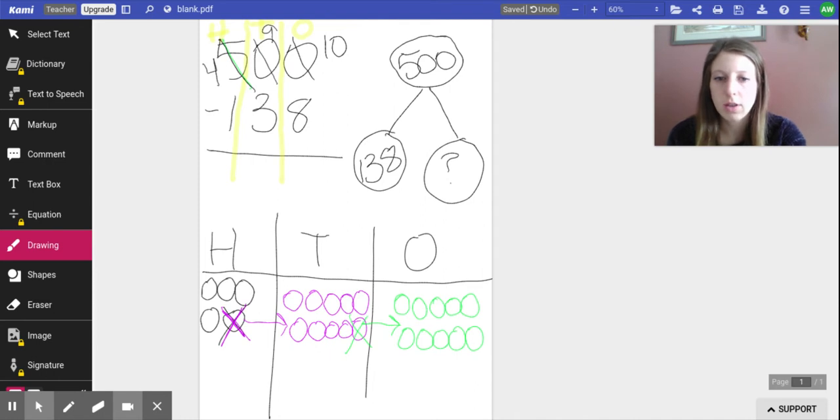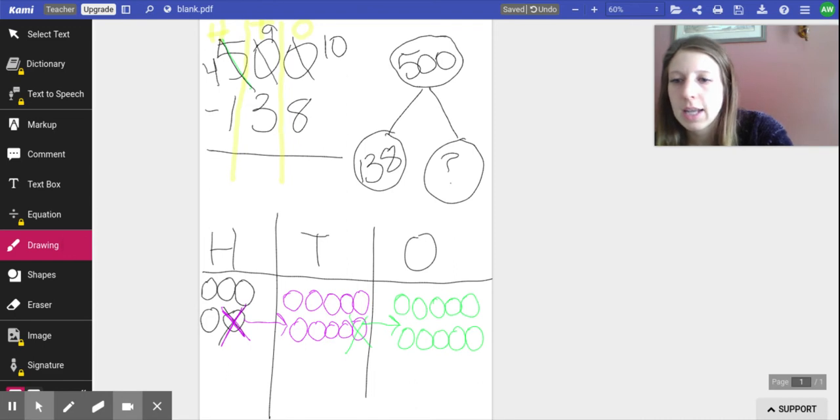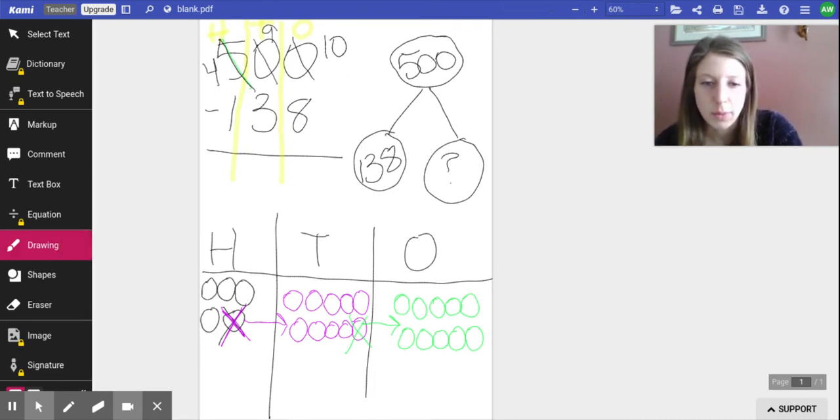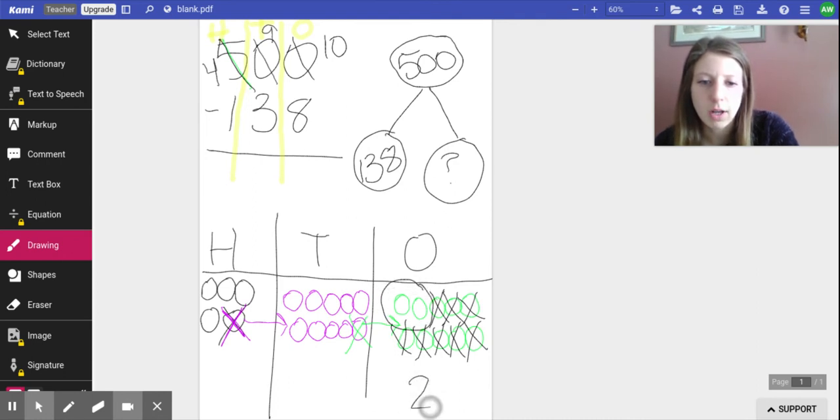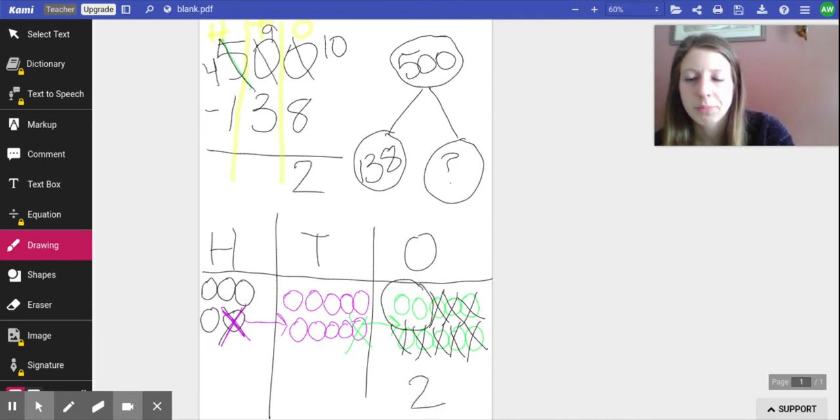If you count the place value discs in your chart, in the ones place, you're going to have 10. In the tens place, you're going to have 9. And in the hundreds place, right now you have 4. So now we can go back and subtract. In my ones place, I am subtracting 8. So I'm going to do that. 1, 2, 3, 4, 5, 6, 7, 8. That's going to leave me with 2. And I'm going to write that up here.